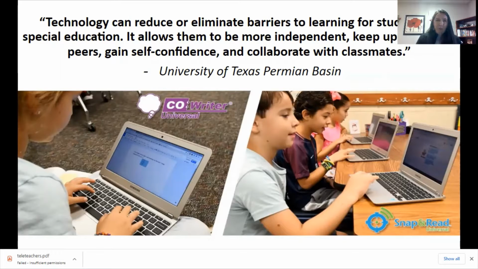It kind of hit home with this. Technology can reduce or eliminate barriers to learning for students in special education. It allows them to be more independent, keep up with their peers, gain self-confidence, and collaborate with classmates. So this is just one way that we were looking at outcomes for these students, getting them more inclusion in the classroom and access to the curriculum with the tools that they may need to be successful.